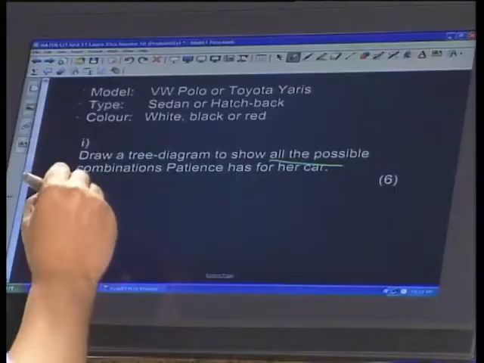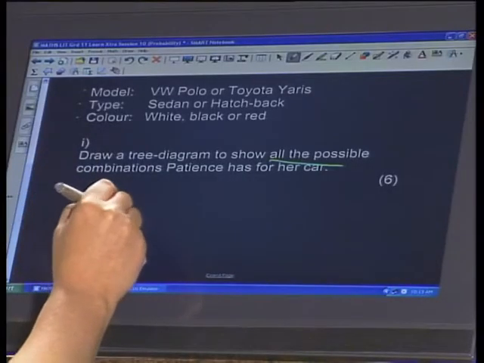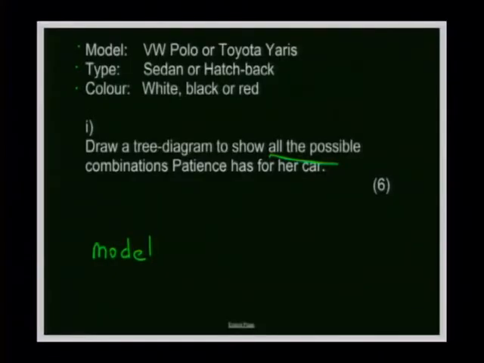So you're going to first look at the model, and you're going to draw the branches of the tree. Then you're going to look at the type of car, and you're going to draw the branches, and don't forget to draw the branches for every single branch that has occurred. And then finally, your last one is going to be color. And then you're going to look at the 3 different colors. And again, don't forget that you need every single branch accounted for.